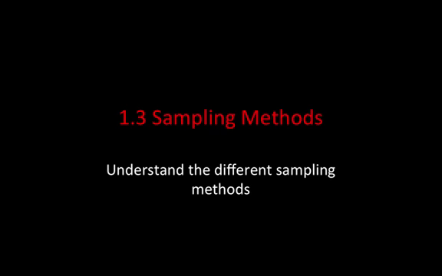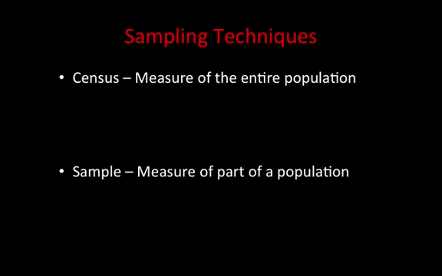This video covers section 1.3, sampling methods, and the objective is to understand the different sampling methods. So in statistics, we have different kinds of sampling techniques. We could conduct a census, which is a count or measure of an entire population. Taking a census provides complete information, but it's often really costly and difficult to perform.